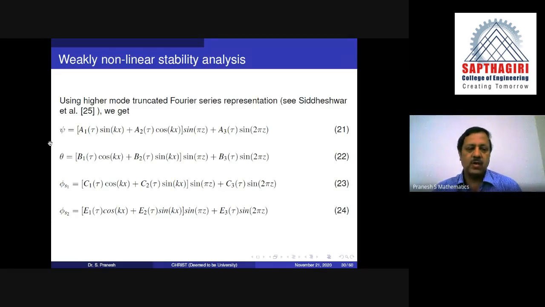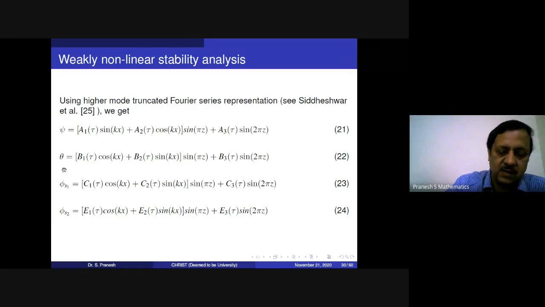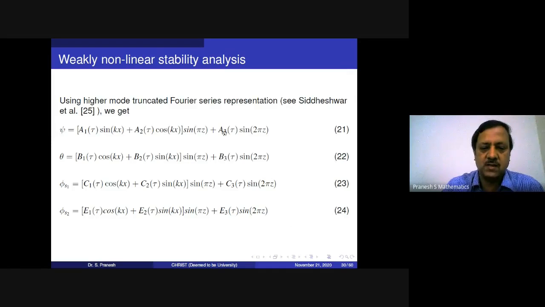So what we do, we expand this psi, theta, phi_s1, phi_s2 by truncated Fourier series. In this problem, we use the higher mode truncated series. Usually the studies occur only with A1, A2, B1, B2, C1, C2, C3, but we added the higher modes to get a more accurate heat and mass transfer here.